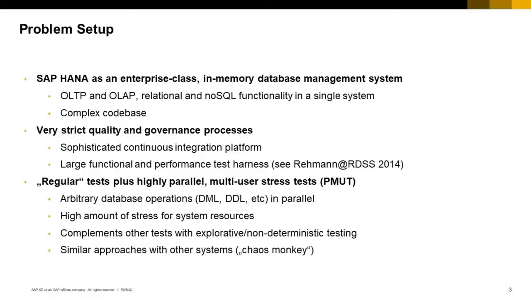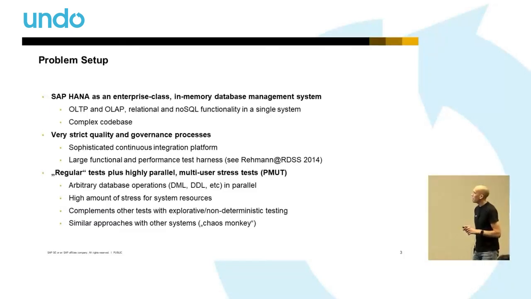Now, the regular tests are complemented by parallel multi-user stress tests, what we call PMUD. This is actually arbitrary database operations, so DDL, DML statements, and everything else that put a high amount of stress on the system in a way that is non-deterministic, right? So to figure out what are random situations and things that you typically don't test in a static test. You can compare this to a chaos monkey on the database workload side.